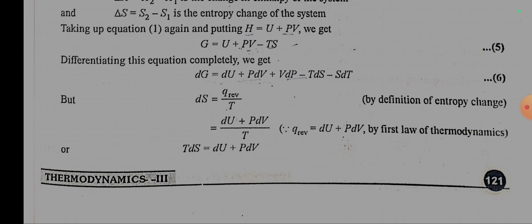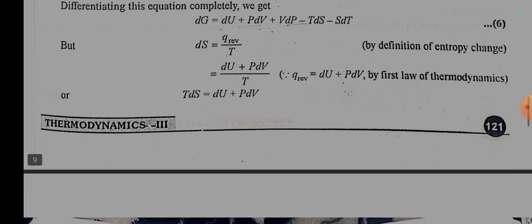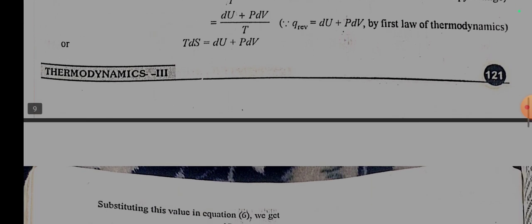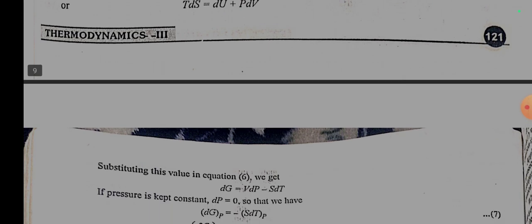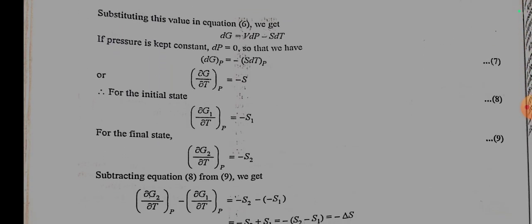Taking up equation 1 again and putting H = U + PV, we get G = U + PV - TS. Differentiating this equation completely, we get dG = dU + P dV + V dP - T dS - S dT, and in the end we get T dS = dU + P dV. Substituting this value in equation 6, we get dG = V dP - S dT.